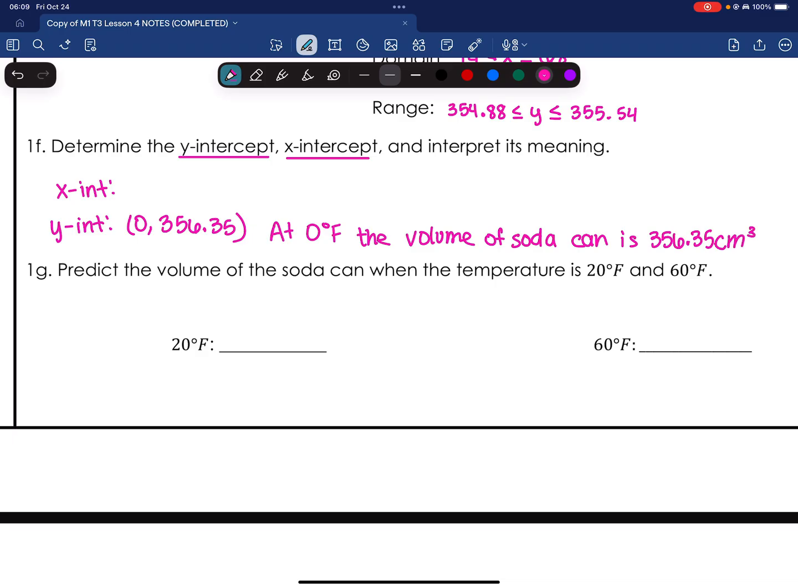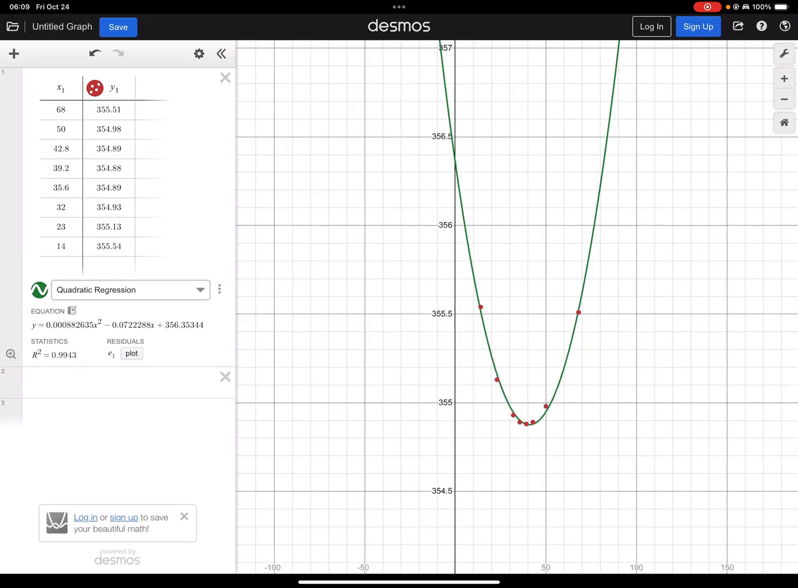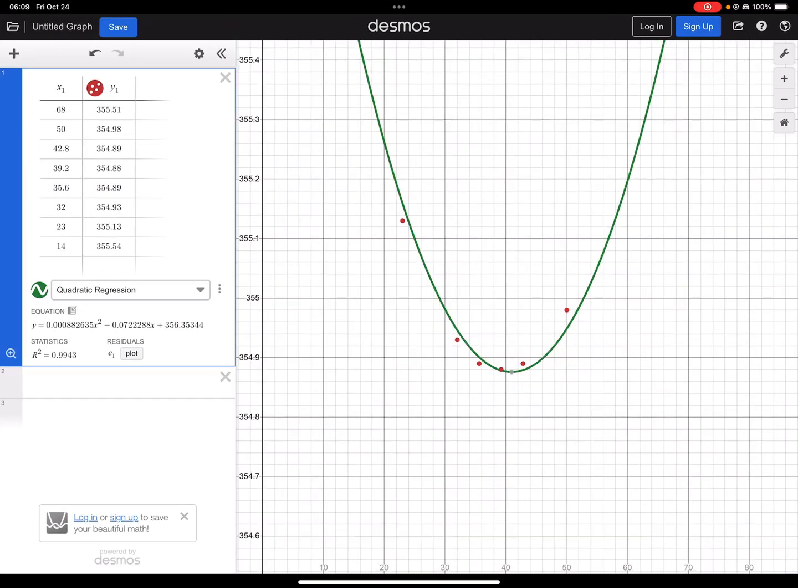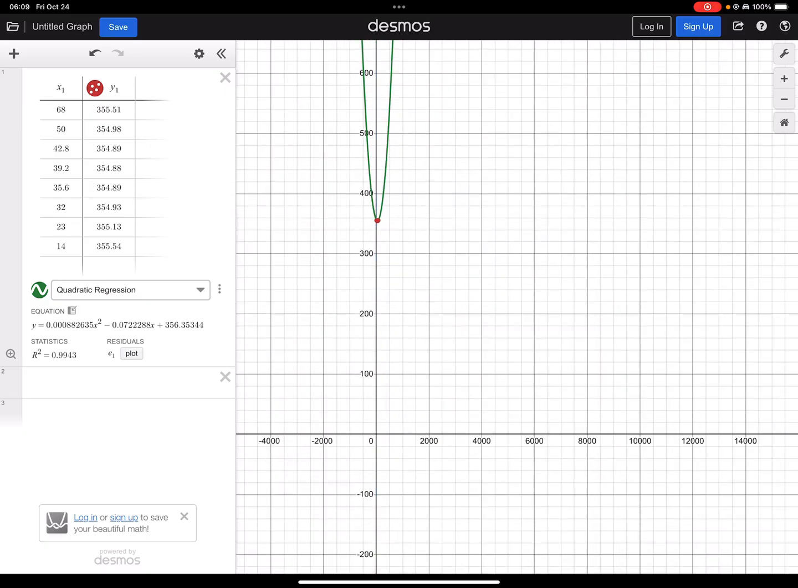Now we need to find the x-intercept. With the x-intercept, we've got to use a little bit of our critical thinking skills. Earlier, we said that the minimum value was 354.88. That is the lowest that it goes to, which means that it never goes low enough to cross that x-axis. You could sit here and zoom out all you want, but notice that it's not even coming close to where that x-axis is. So that means we don't have an x-intercept.